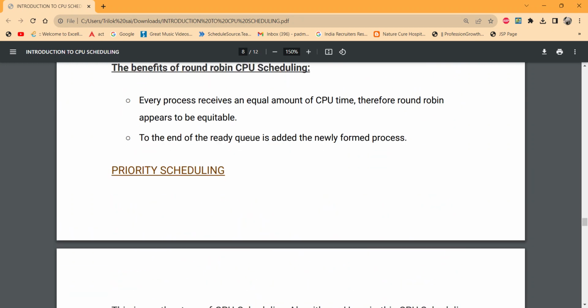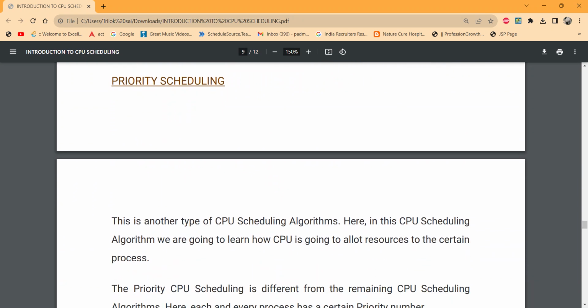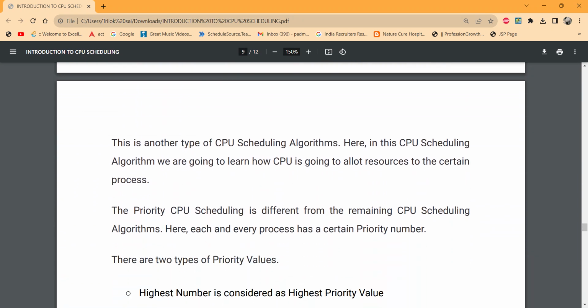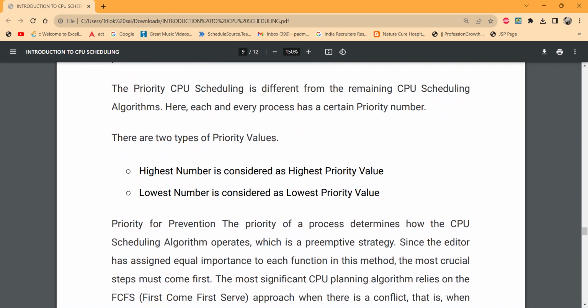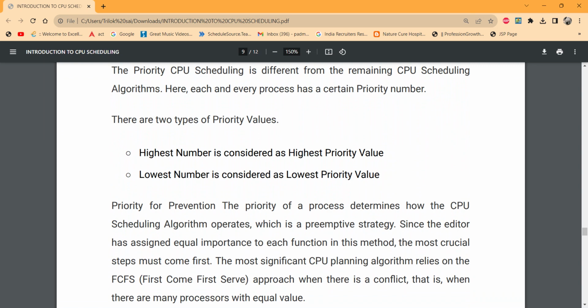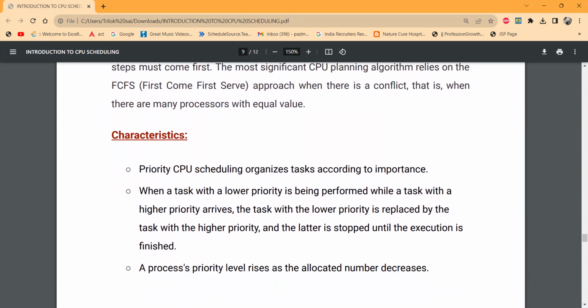Now coming to the last thing, that is priority scheduling. In priority scheduling, every process will be assigned a number that is called the priority number. The highest number is considered the highest priority value, the lowest number is considered the lowest priority value. Don't worry, my dear friends, this priority will be mentioned in the question itself. Based on the priority, if a process has the highest number, it has the highest priority, so immediately it will be given to the CPU. Lowest number means very low priority, so based on the priority value, it will be given to the CPU.